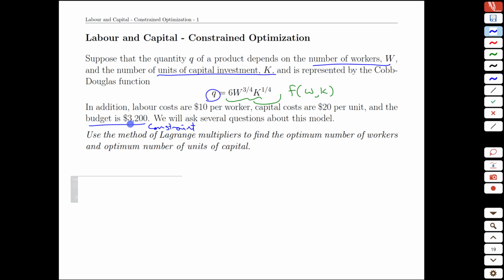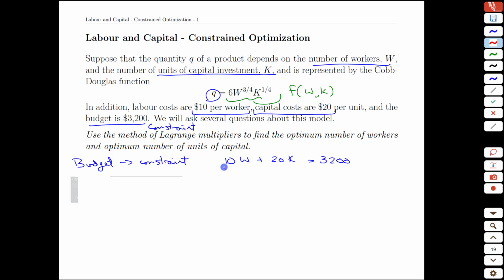Now, how can we divide that $3,200? We're told that each worker unit here costs $10 and capital units are $20 each. And so our budget then becomes our constraint, which is whatever we spend has to add up to $3,200. And if we choose to hire W workers, each one of them is going to cost 10. And whatever units of capital we intend to produce, each of those is going to cost $20. So this will become our constraint function.